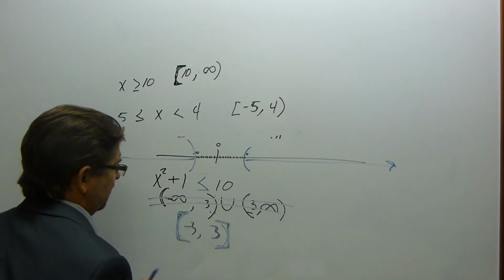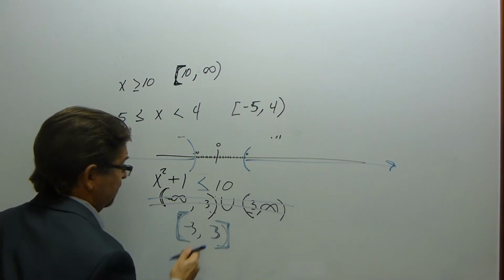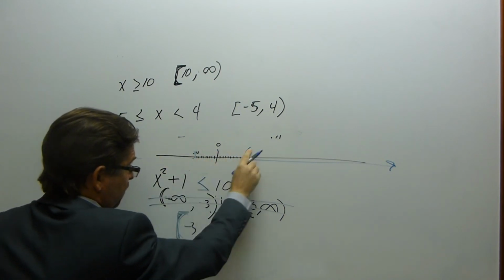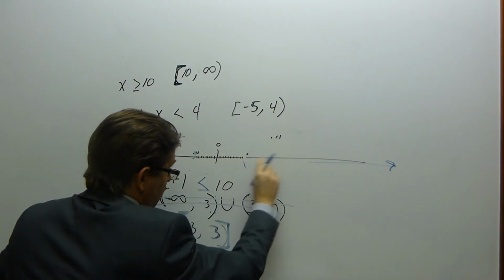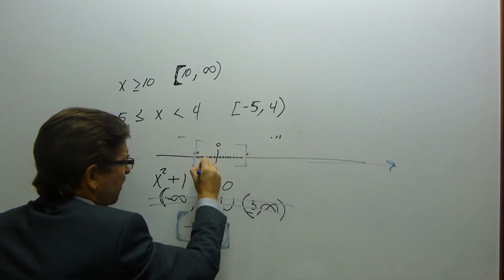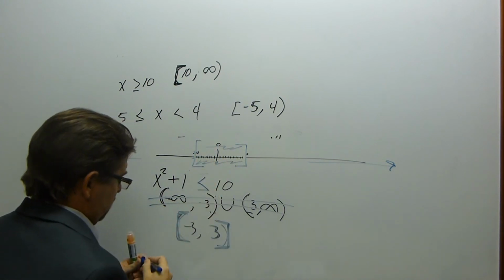In this case, since we have square brackets, I would write this as, let me get rid of these ones right here, I'll simply write this as square bracket, negative 3, comma, 3, square bracket. And we'll include everything from here to here.